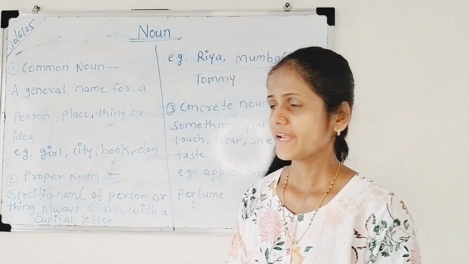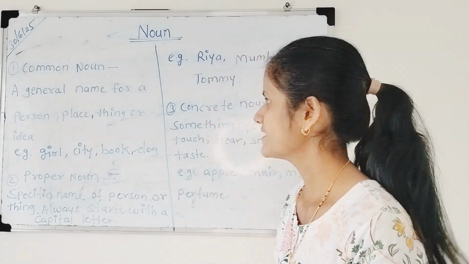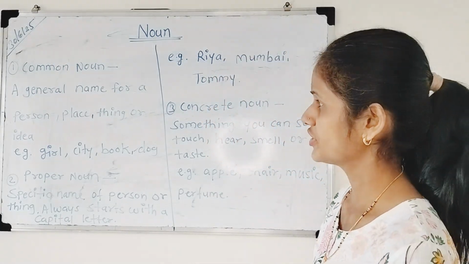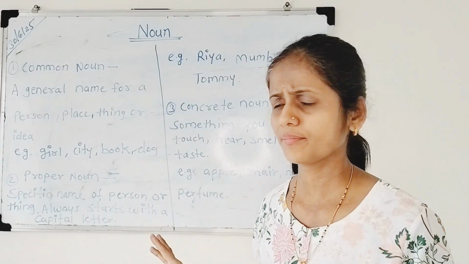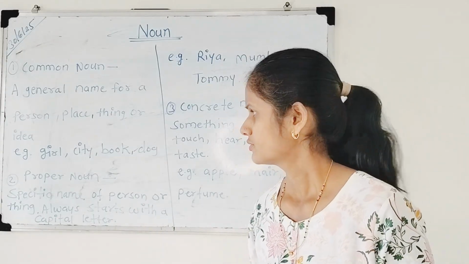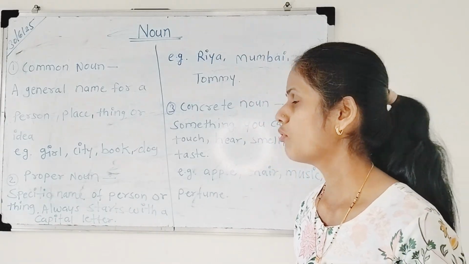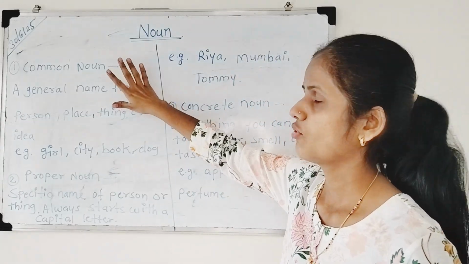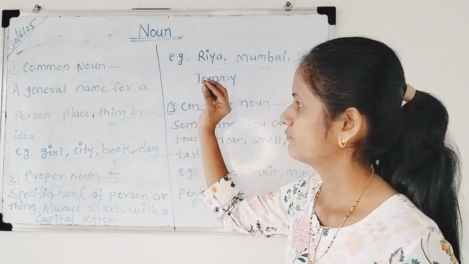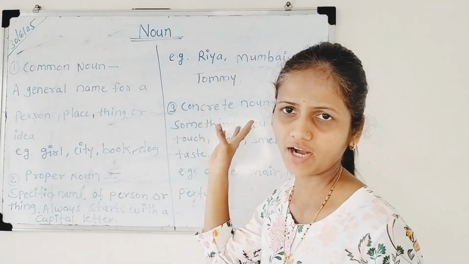Okay. So first type is common noun. Now let's see what is meant by common noun. A general name for a person, place, thing or idea. A general name. Okay. For example, girl. So then after that, city, book, dog. These are the general names. Okay. So this is what common noun. General name for person, place, thing or idea.